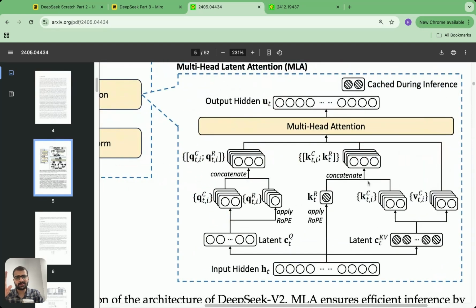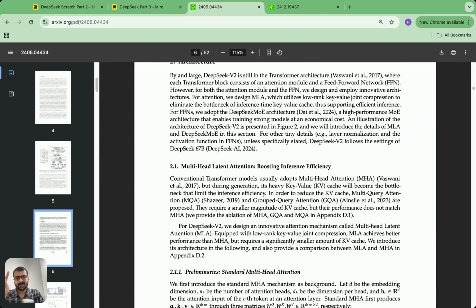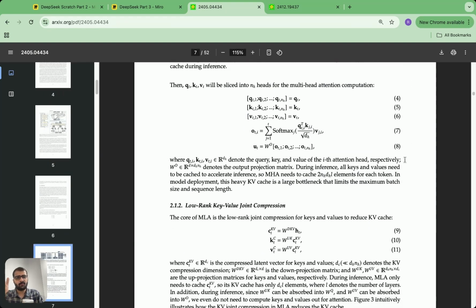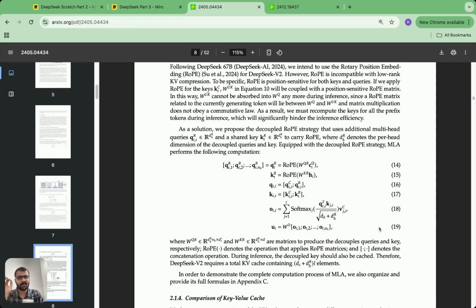Now you can truly understand this entire diagram. I already explained you this diagram previously, but now you can see these. You can understand the shaded portions also. You only need to cache the KR, that too only for one head, and the latent CKV. That's why it's shown with a dash over here, and that's why it's shown cache during inference. So you will understand this schematic. You will understand all of these equations: 1, 2, 3, up to 19.